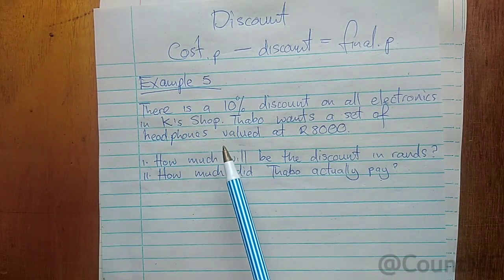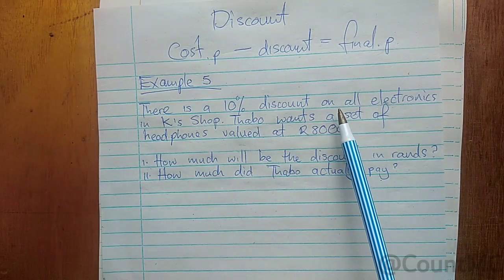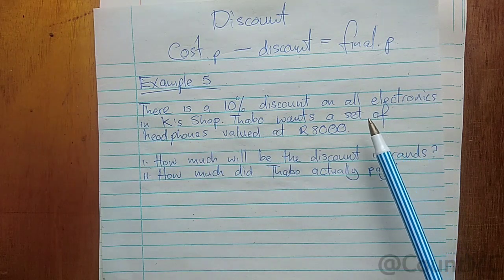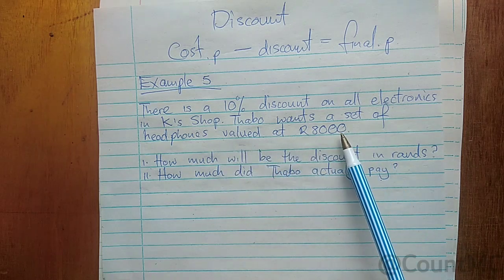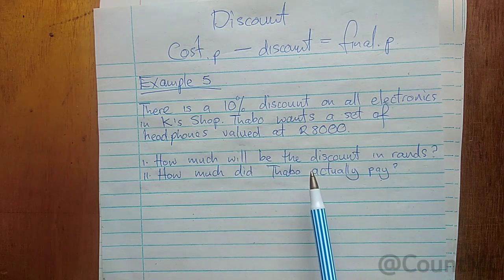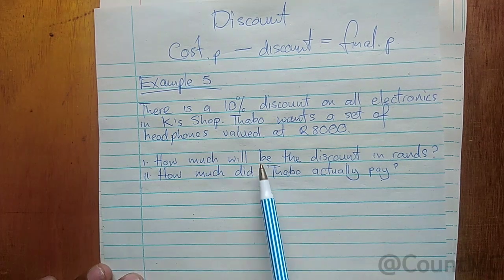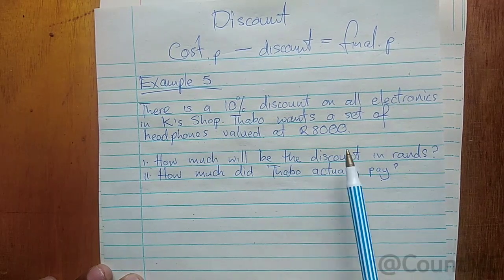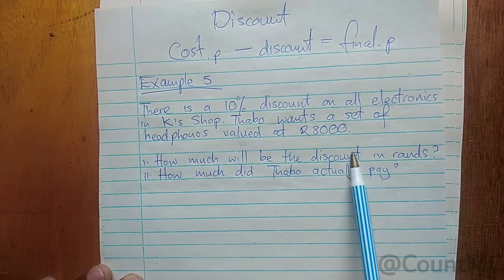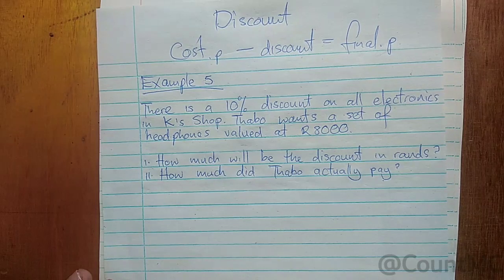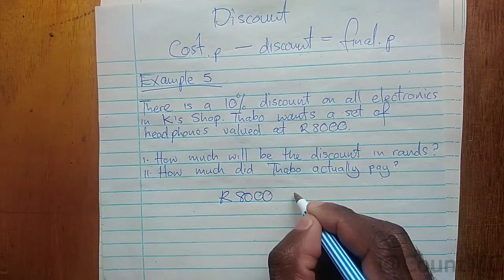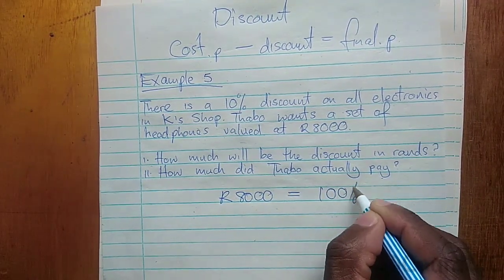Example 5, still on discount. There is a 10% discount on all electronics in Case Shop. Thabo wants a set of headphones valued at 8,000 rands. How much will be the discount in rands? So we have the discount as a percentage, but we want it as rands. So this is the original amount, which has not been changed, which has no profit, no loss, no anything. It's the original amount. So you say that 8,000 rands is equals to 100%.